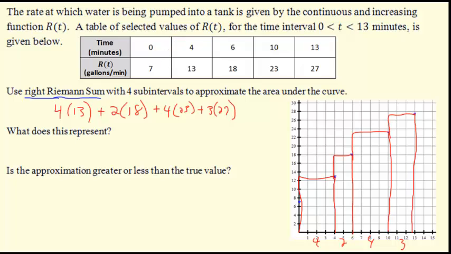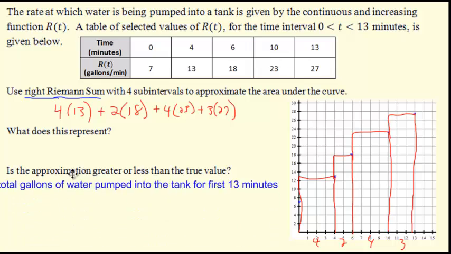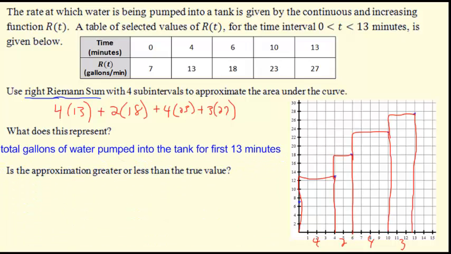So we could add all of these up. What does it represent if I add these all up? Well, because this is a rate of change, gallons per minute, this would be the total gallons of water pumped into the tank over the first 13 minutes. So it's the total. This is accumulation. It's all of that rate of change, just like it was all that velocity. 3 hours at 60 miles per hour, 180 miles. We've got 13 minutes. And that's the total gallons of water.